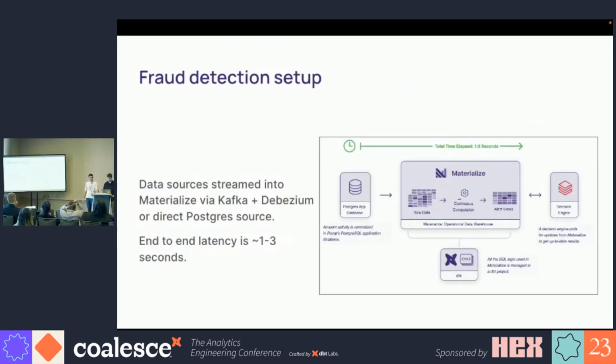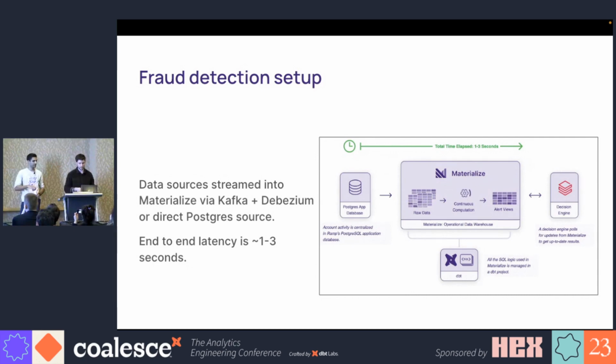Thanks, Nikhil. So we refactored our fraud detection system to be based on Materialize rather than Snowflake or an analytic data warehouse. In terms of what that looks like, we have Materialize at the center of it, just like the previous diagram. In terms of the pipeline, we have a CDC streaming pipeline that pipes the write-ahead log from Postgres into Kafka. We use Debezium for that. And then Materialize natively integrates with Kafka.